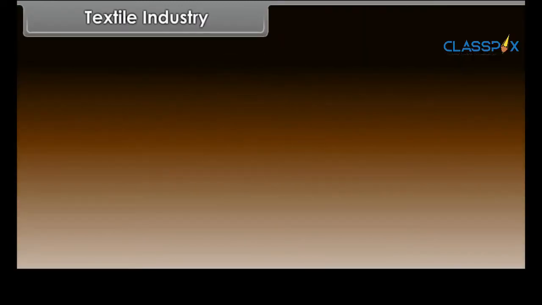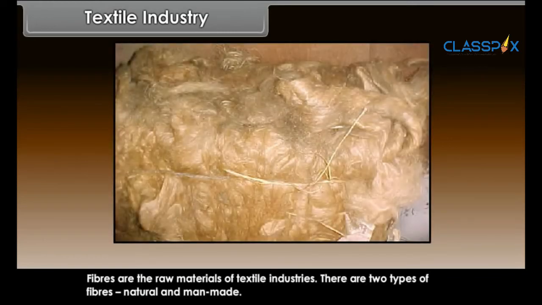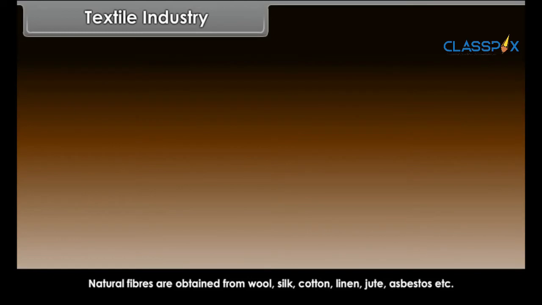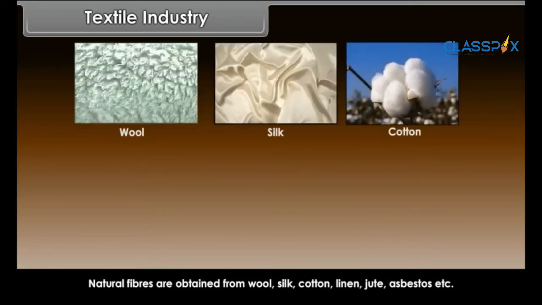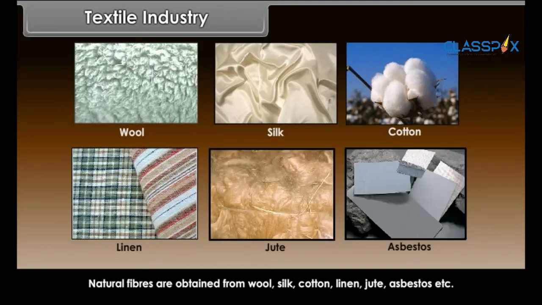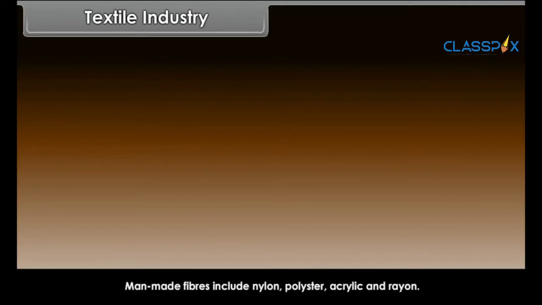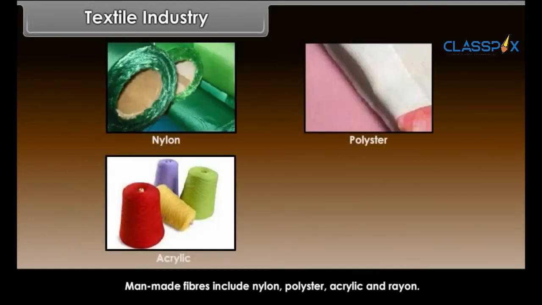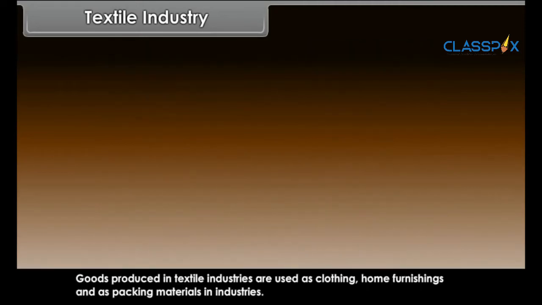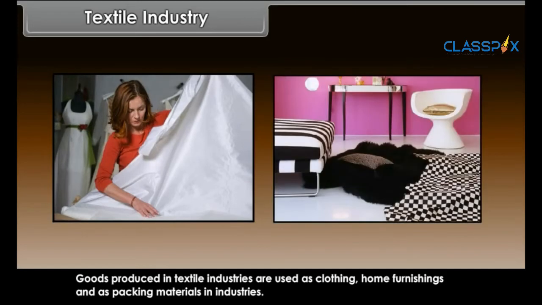Textile industry. Fibers are the raw materials of textile industries. There are two types of fibers, natural and man-made. Natural fibers are obtained from wool, silk, cotton, linen, jute, asbestos, etc. Man-made fibers include nylon, polyester, acrylic and rayon. Goods produced in textile industries are used as clothing, home furnishings and as packing materials in industries.